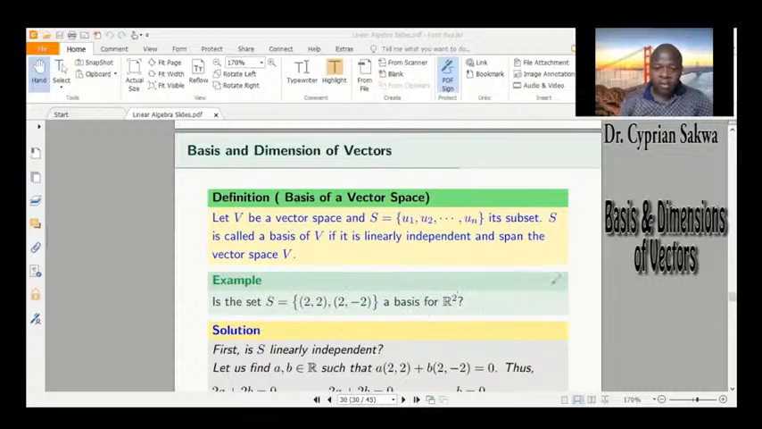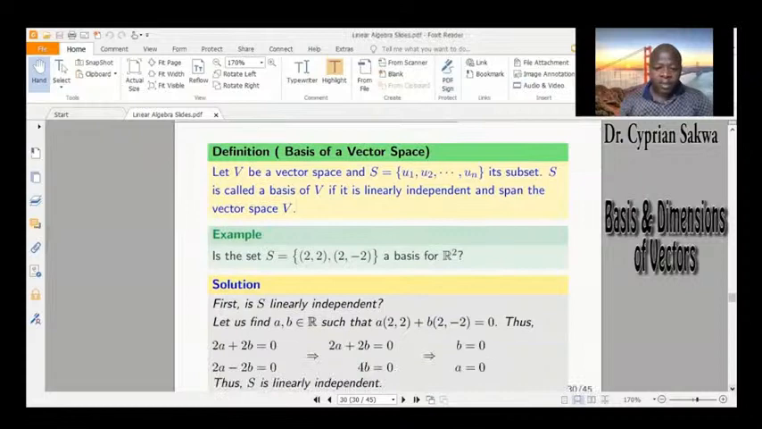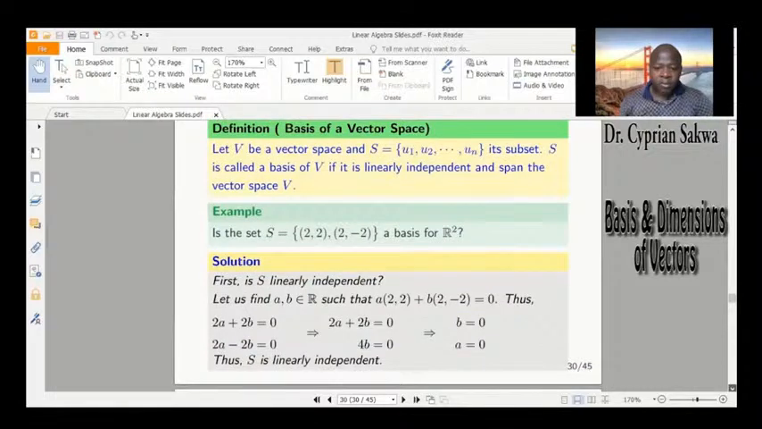So let's look at the first condition. We want to see whether these two vectors are linearly independent. Since there are two vectors, there are two ways of doing that. The first way, we would want to determine whether one is a scalar multiple of the other. That is the easiest way to look at it.